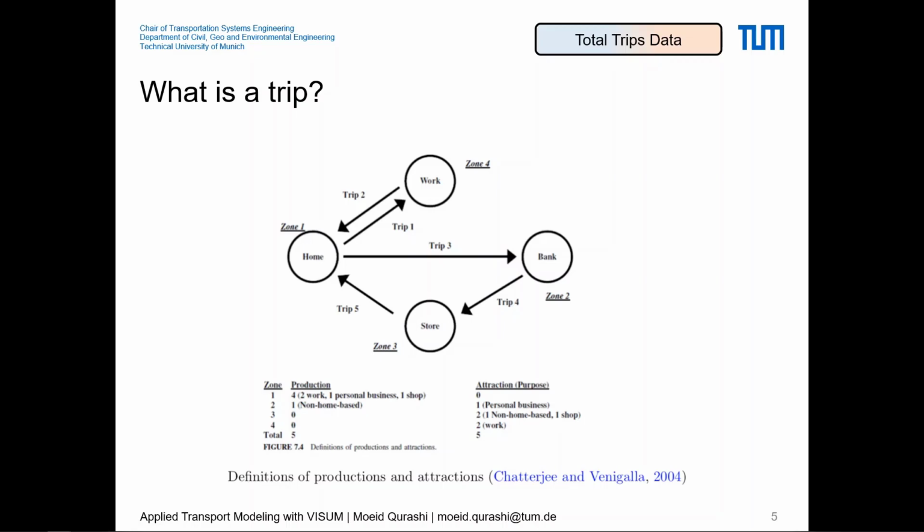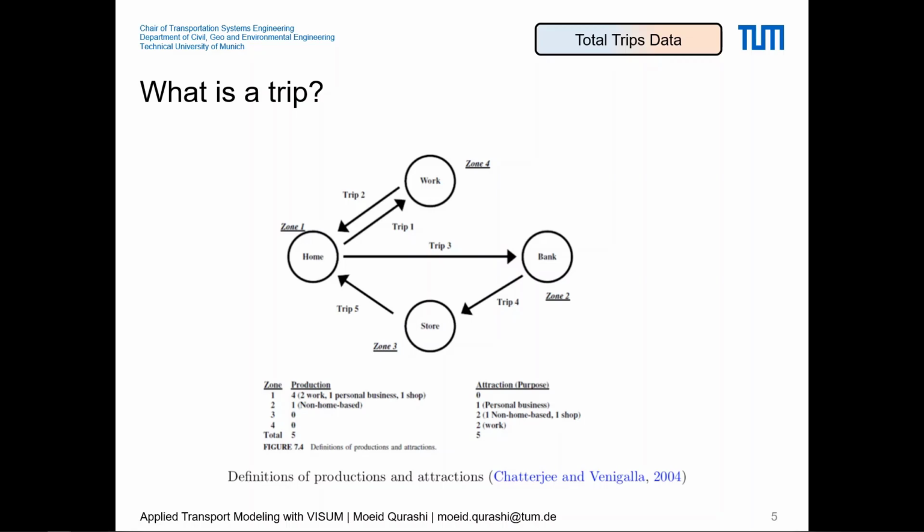Then, looking at attraction, zone 1 has two trips coming into the zone, but they are considered zero because it's a home zone. You have no trips being attracted to the home zone 1, but rather you have one trip being attracted to the bank in zone 2, and then two trips each in zones 3 and 4.